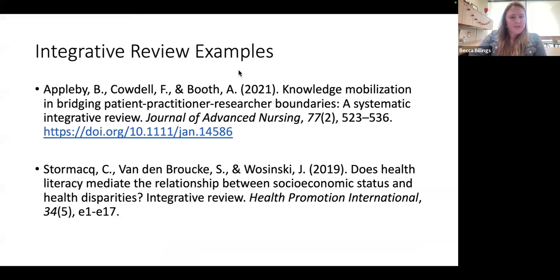Okay, and then I just have some examples here of some integrative reviews that you can take a look at. Andrew Booth is a librarian, and he's published a lot on different review types. They're also doing the search in this article. So usually if you have a librarian on a search, it makes it a stronger review article as well. So that's why I included this.